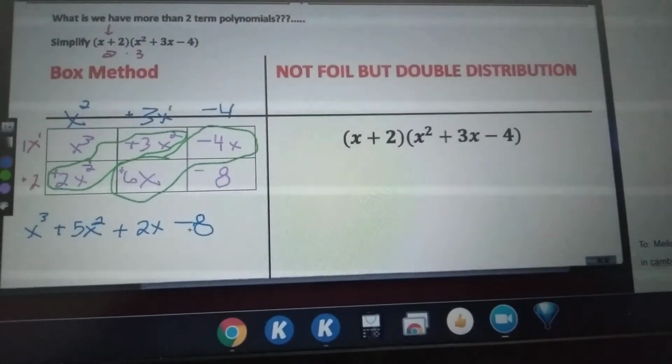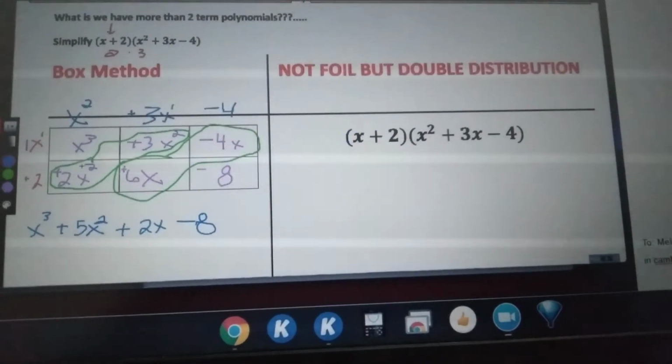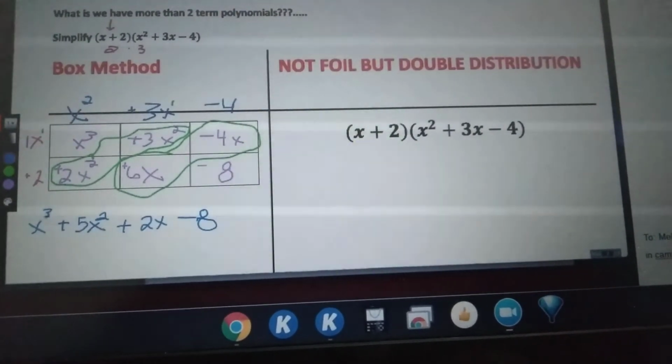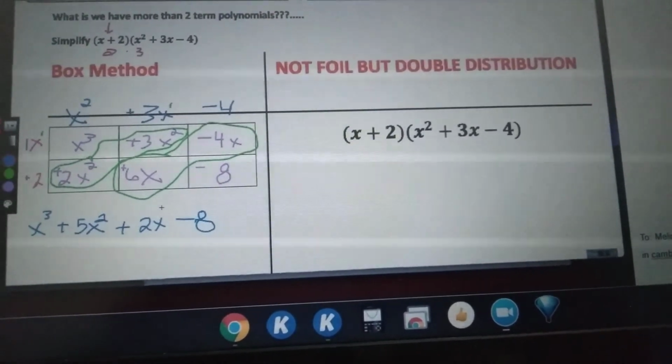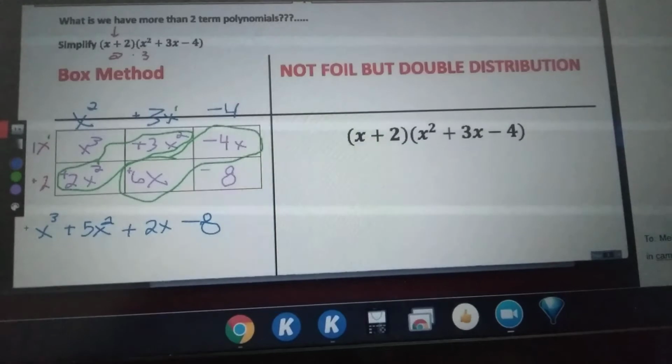Take a look. Written this way, if you do the box method this way, your answer is always in standard form. 3, 2, 1, 0. Everybody comprende?